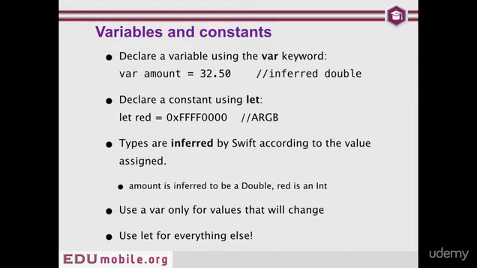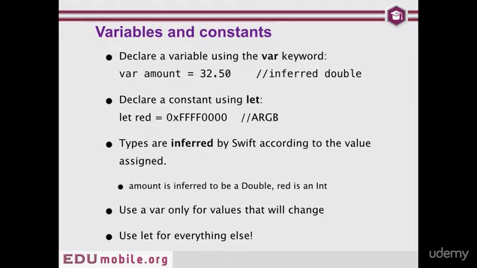Double and int and other what we would think of as primitive types are actually classes in Swift, so they are capitalized. So red and amount are both objects, not primitive types in the sense that we think of them. They are allocated on the stack, but they're objects in every sense.